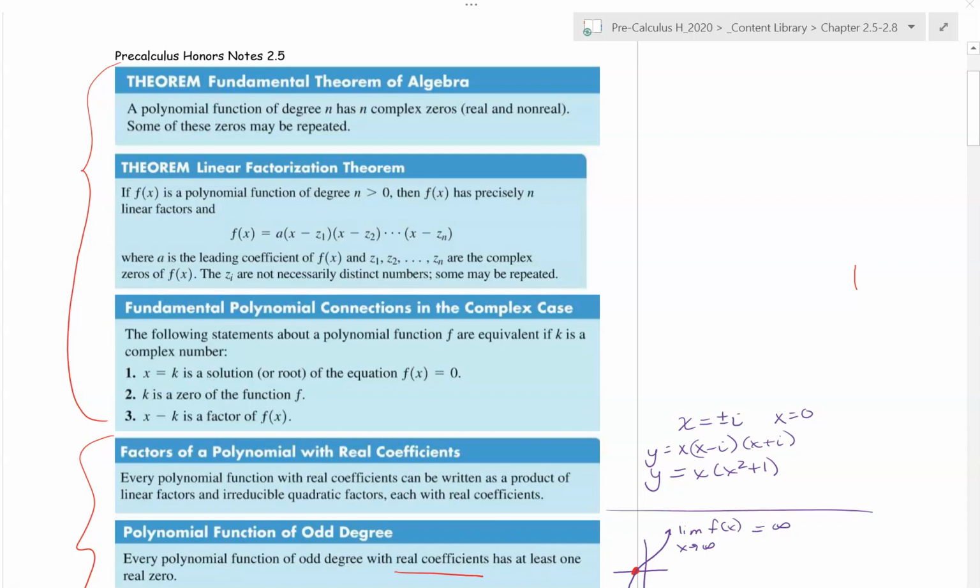Okay, so let's go ahead and take a look at notes 2.5. The first three theorems we're going to talk about are a little bit of a review, so pause the video and go ahead and read about those first three theorems. Go ahead and do that now, please.